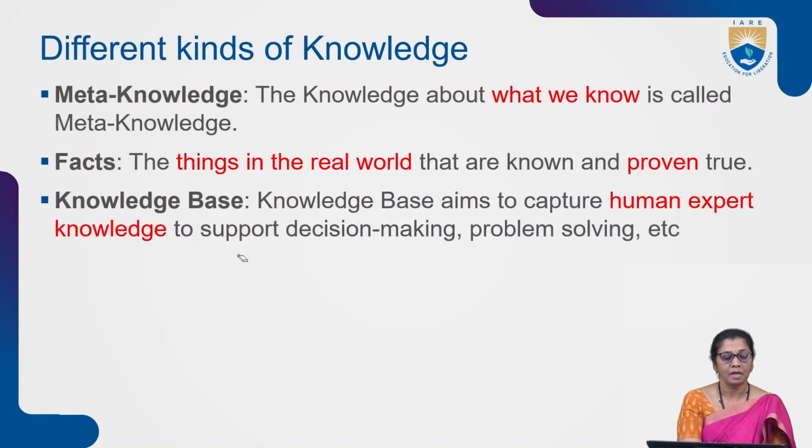Next, we'll see one more kind of knowledge, that is meta knowledge. Meta knowledge is the knowledge about what we know. It is called meta knowledge, and we can even say meta knowledge is knowledge about knowledge. Here, meta knowledge notes what is the limitation of its knowledge, what are the sources of the knowledge, and how it is going to gain more knowledge.